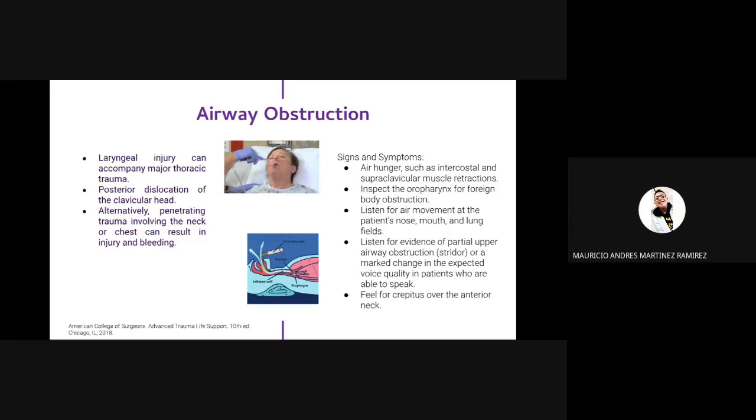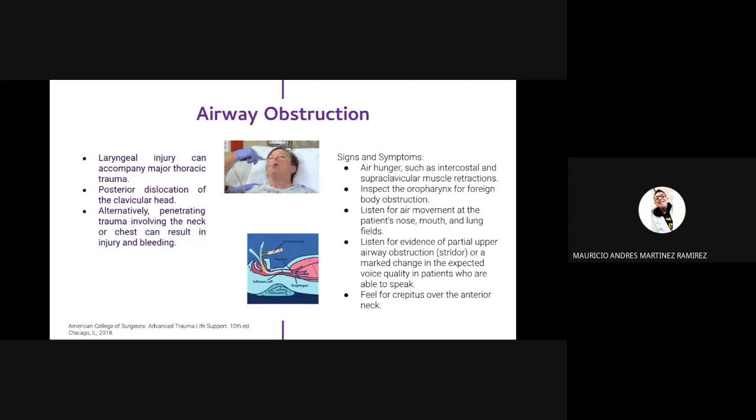The signs and symptoms that we must look for in these patients are air hunger, such as intercostal and supraclavicular muscle retractions. We must inspect the oropharynx for foreign body obstruction. Listen for air movement at the patient's nose, mouth, and lung fields. Listen for evidence of partial upper airway obstruction or a marked change in the expected voice quality in patients who are able to speak. And we must feel for crepitus over the anterior neck.